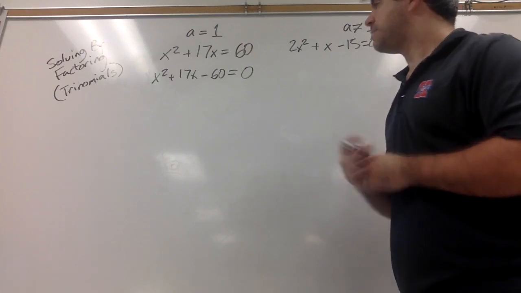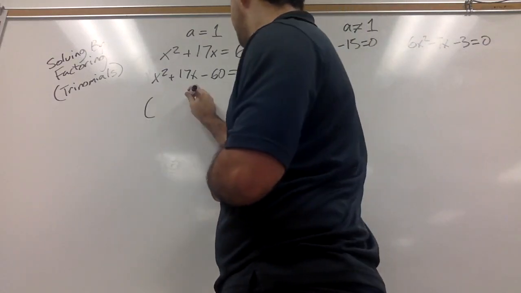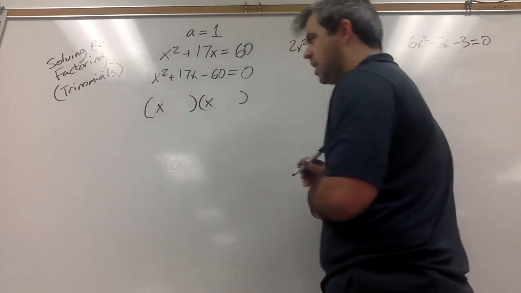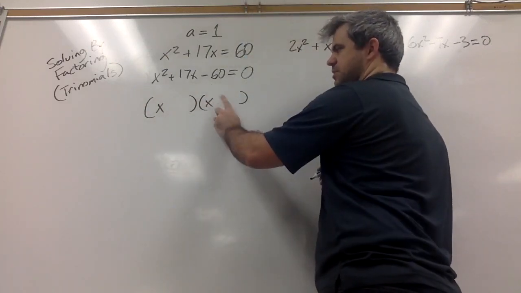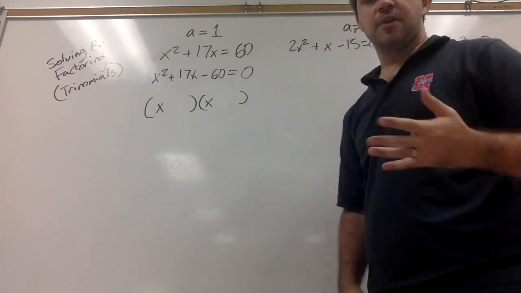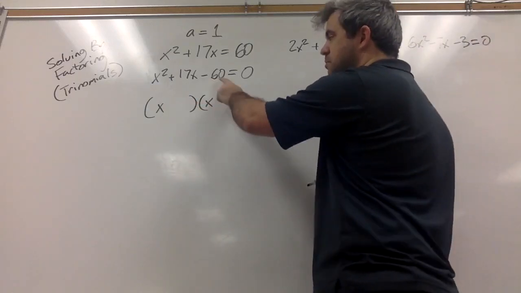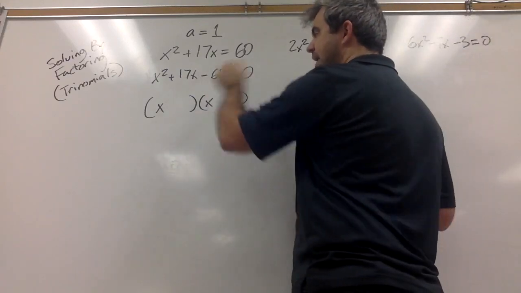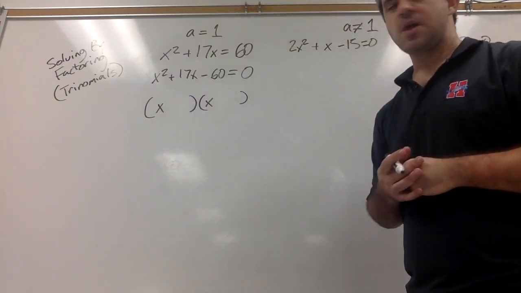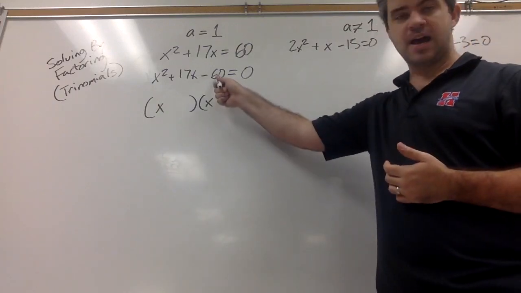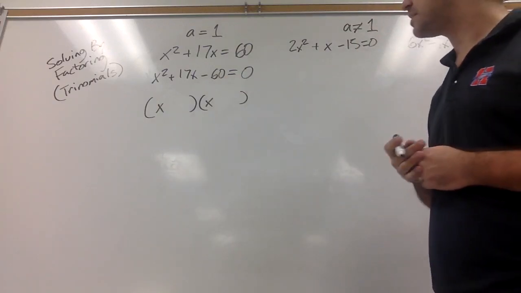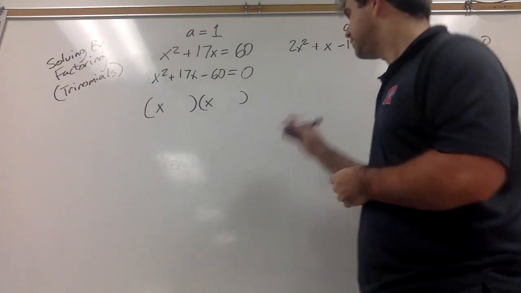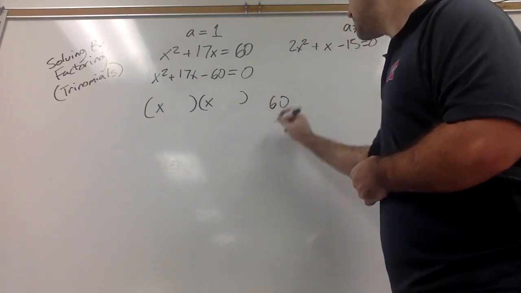Okay? Because we know it's going to take this form right here: x plus something, x plus something else. The other thing we know is that these have to multiply to negative 60, and these have to add to 17. So what we can do is break down the factors of negative 60 until we find something that adds to 17. I'm going to break this down real quick.